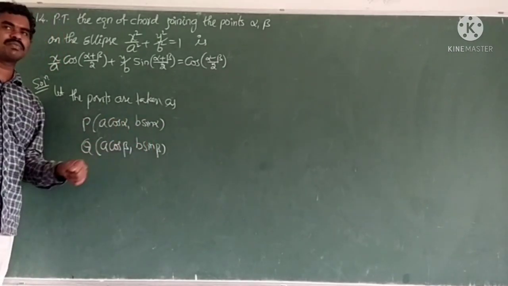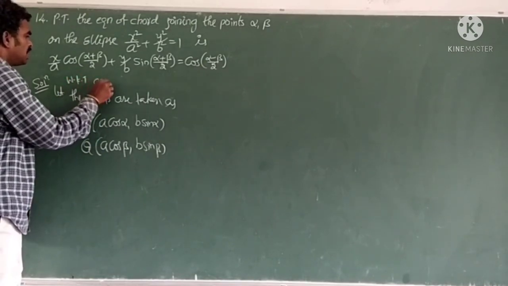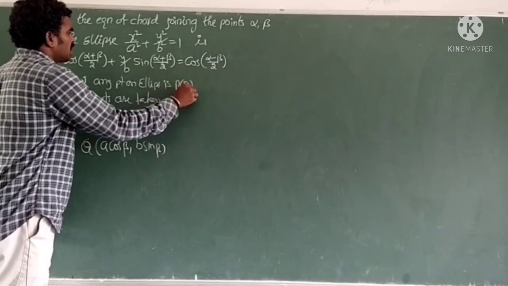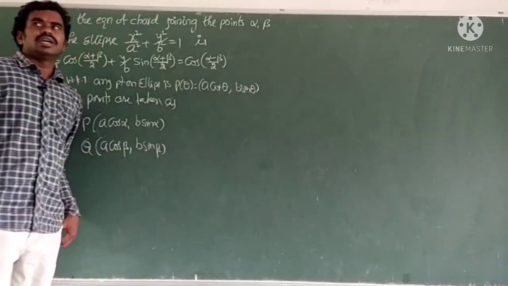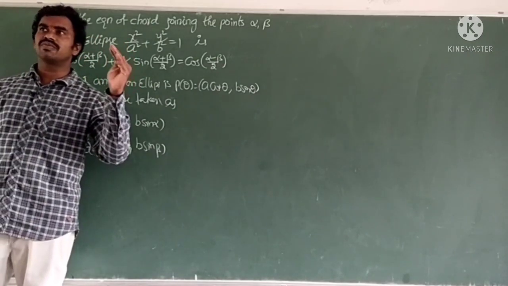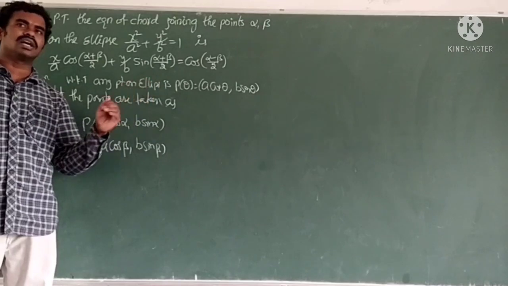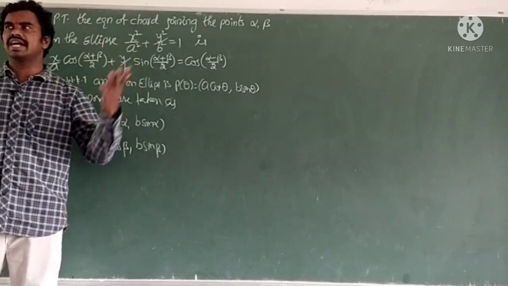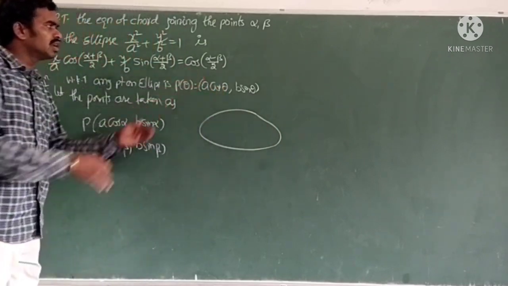And why am I taking a cos alpha, b sin alpha only? Because we know that any point on the ellipse is p of theta equal to a cos theta comma b sin theta. In a parabola it is a t square comma 2at. In circles also we have parametric equations, and like that in the ellipse also we have parametric equations in terms of theta. In the next chapter, hyperbola, also there are parametric equations: a sec theta comma b tan theta. So whenever we don't know the points, at that time we have to involve these points.